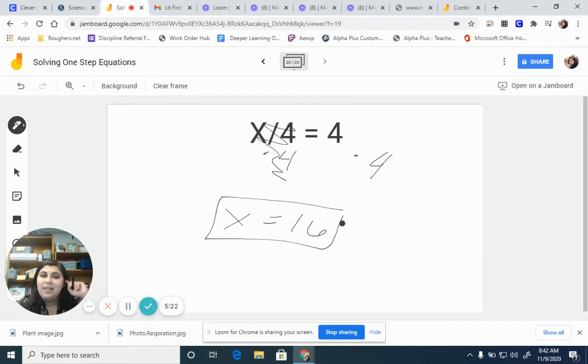I want to make sure that I share this out, that we now have this option when we're doing one-step equations. I hope this helps. If you have any other questions, please reach out to your math teacher.